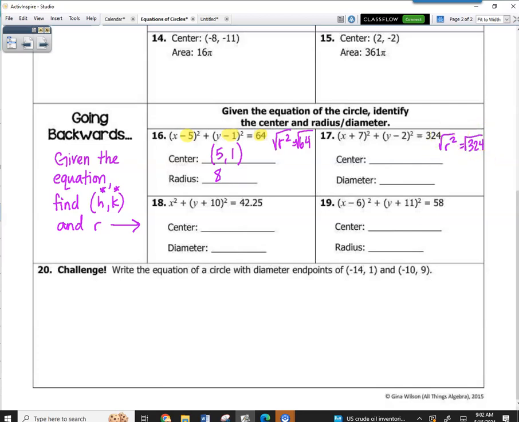Did they ask for the radius? No. Oh, it's slightly tricky there. They actually asked for the diameter. So if you wrote r is 18, you would need to double that and you get 36. Did you get that as your center? Negative 7, 2.